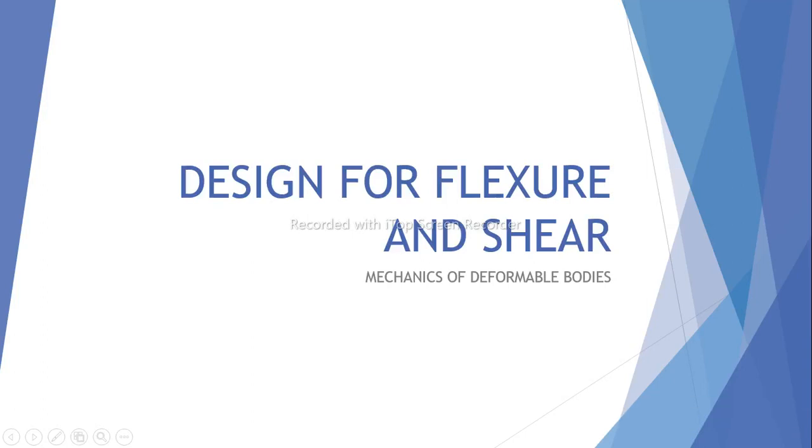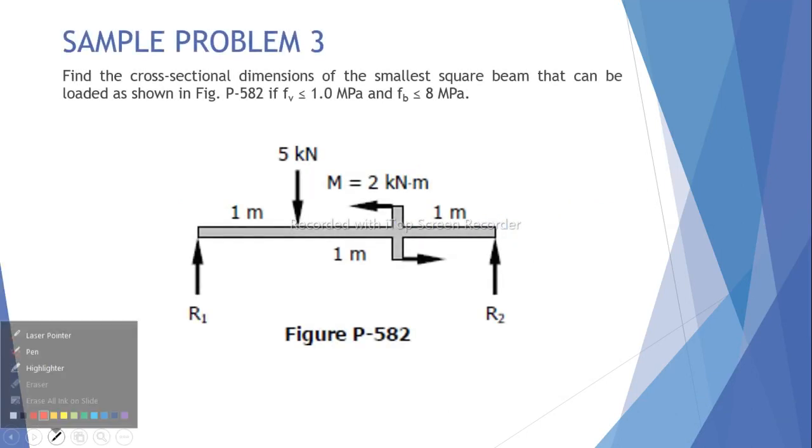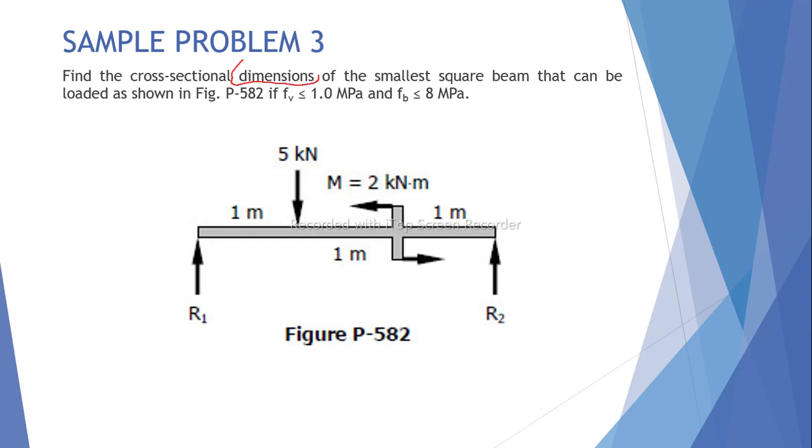Welcome to the next sample problem for design for flexure and shear in mechanics of deformable bodies. So this is our sample problem number 3. Find the cross-sectional dimensions of the smallest square beam that can be loaded as shown. In the previous sample, what we were looking for was the maximum load we could let the beam carry. Now we are looking for the dimension of the beam, the smallest square beam. So in other words, we need to find the smallest possible dimension of a square beam.